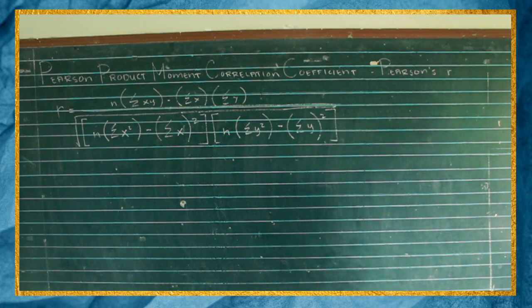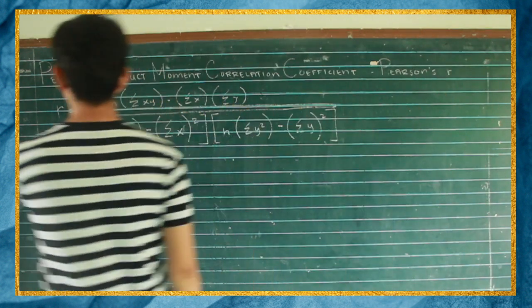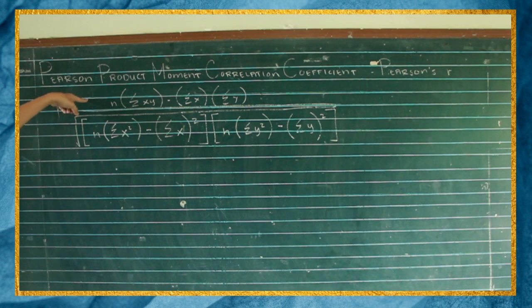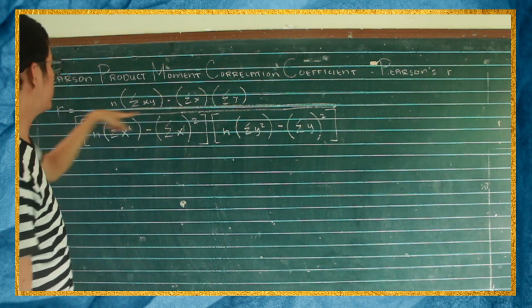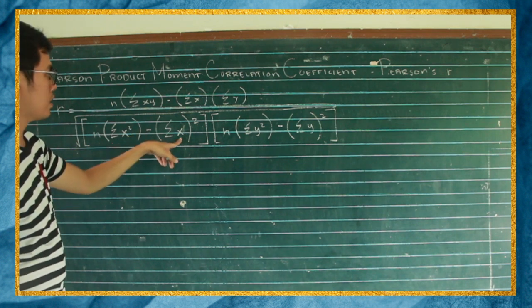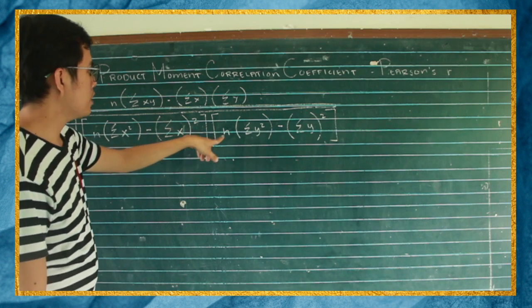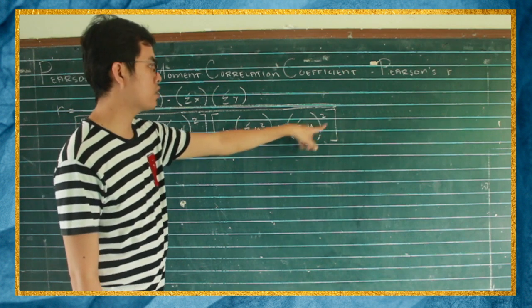Okay, next is the Pearson product moment correlation coefficient, commonly known as Pearson's r. So, yung formula niya ay ito. r is equal to n multiplied by the summation of xy minus the summation of x multiplied by the summation of y, all over the square root of n multiplied by the summation of x squared minus the summation of x, squared, multiplied by n summation of y squared minus the summation of y, squared.